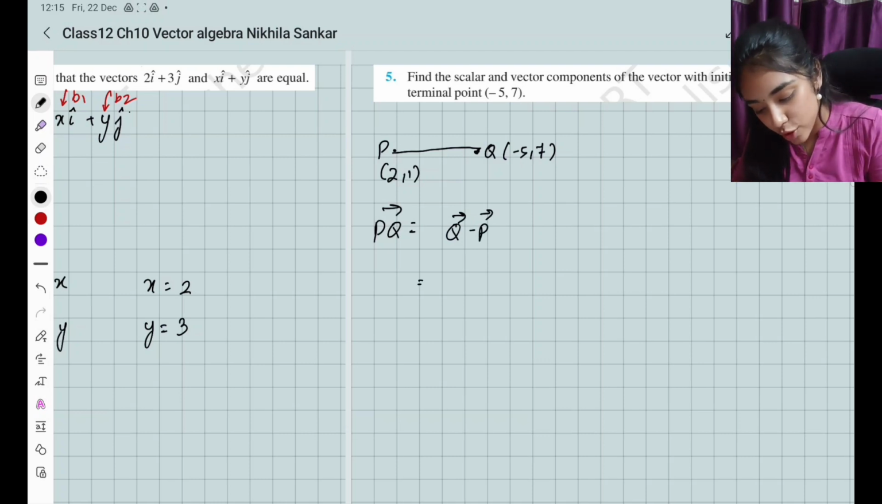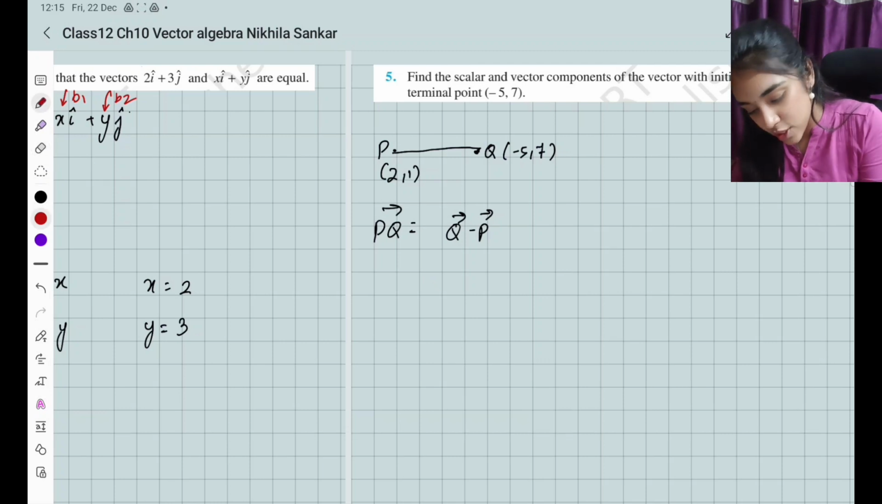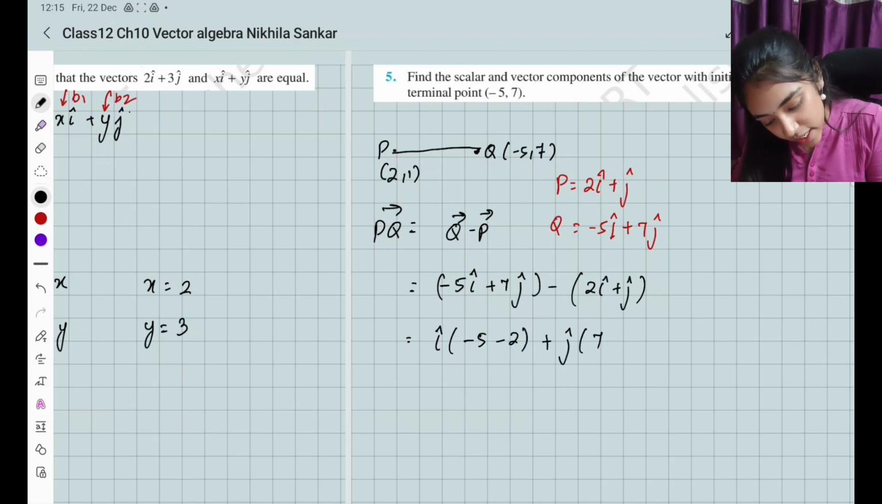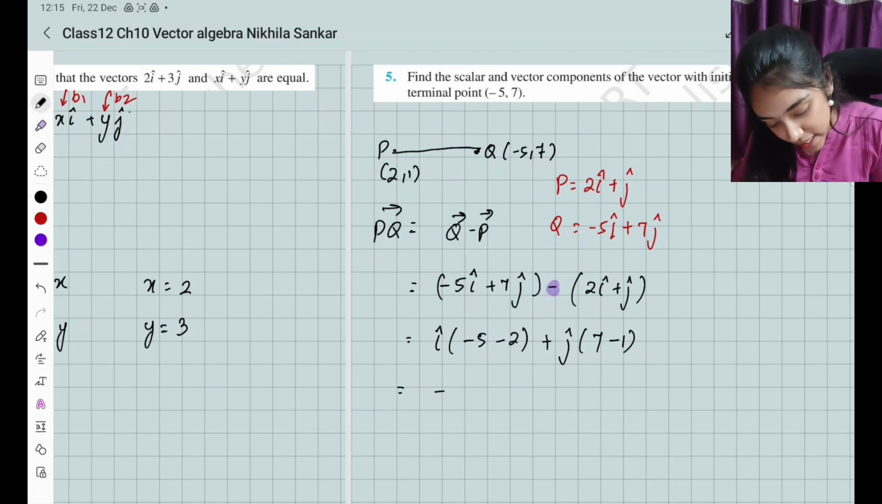So இப்போ Q என்ன? I'm going to first write what my P and Q vectors are. So my P is going to be 2I cap plus J cap and Q is going to be minus 5I cap plus 7J cap. So when I substitute the values, I have Q is going to be minus 5I cap plus 7J cap minus P என்ன? 2I cap plus J cap. When I club I cap terms, I have minus 5 minus 2 plus J வை club பண்ணா I have 7 minus 1. கரெக்டா இந்த இடத்துல ஒரு மைனஸ் இருக்கு, அதை மறந்துடாதீங்க. ஸோ அதை மைனஸ் பண்ணா I'll basically have minus 7 I cap plus 6 j cap. So this is going to be my PQ vector.